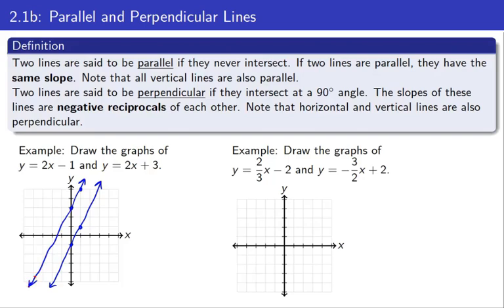Notice that they do appear to be going in the same direction and that they'll never intersect. This is the concept of parallel lines. Same slope goes forever without ever intersecting in the same direction.